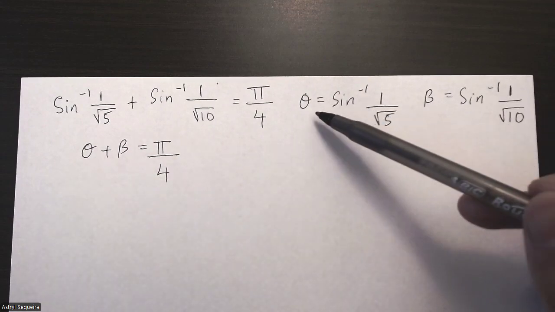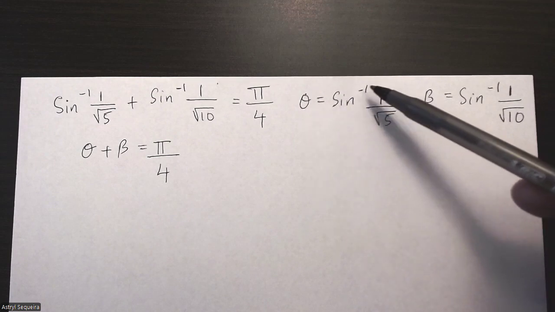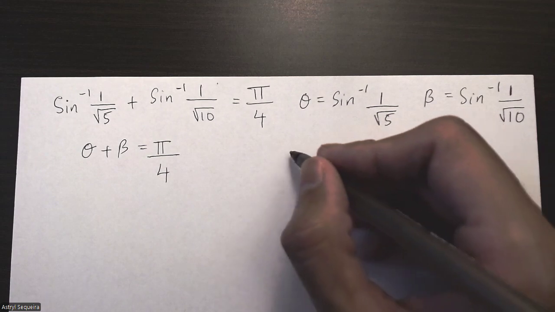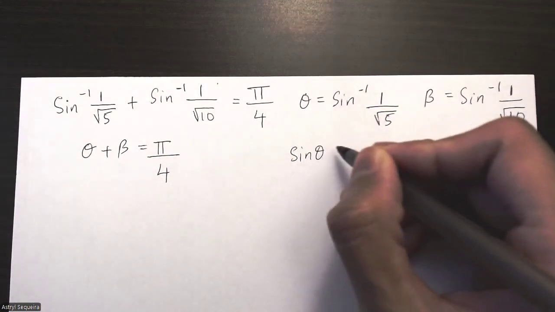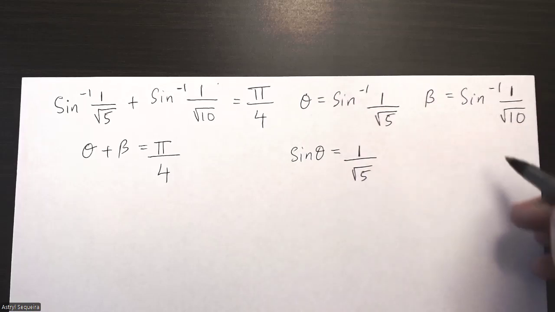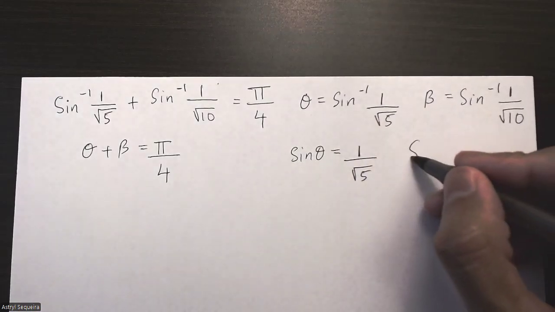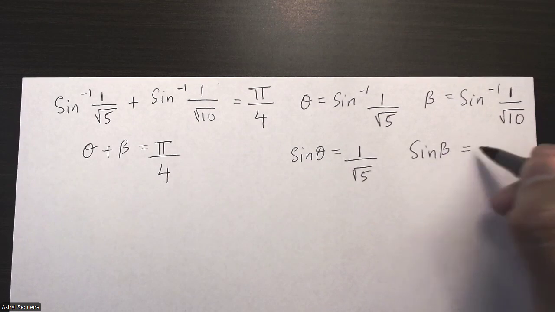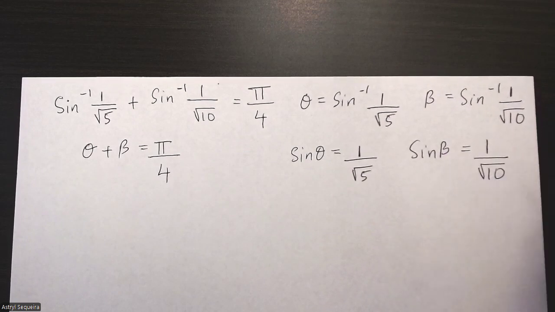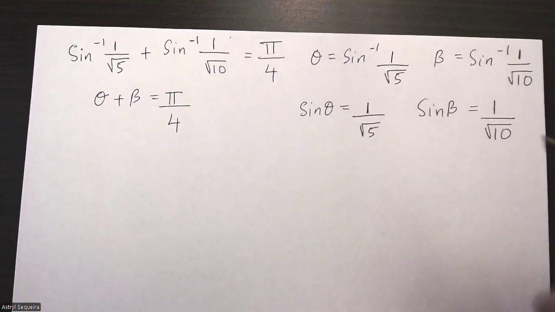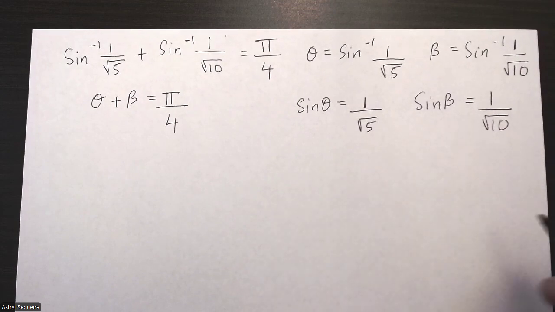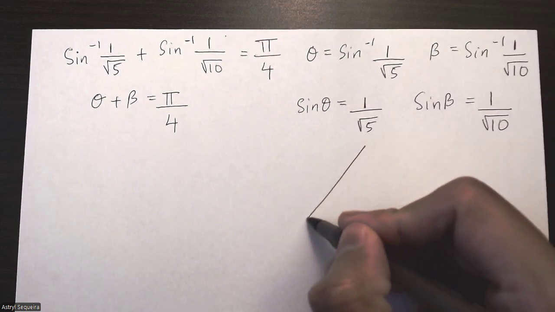So let's take a look at this. Theta is sine inverse of 1 over root 5. So if I move the sine to the other side, I get sine theta equals 1 over root 5. And I'll do the same for this one. So sine beta equals 1 over root 10. So now I can draw out my right angle triangles based on these two sine identities over here.